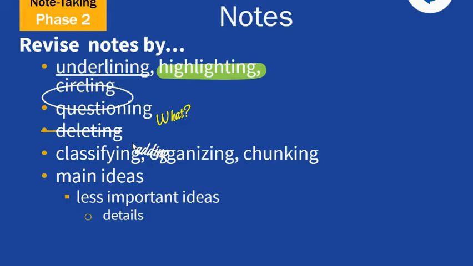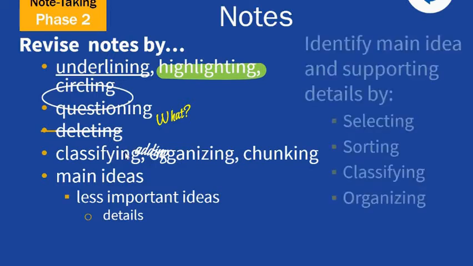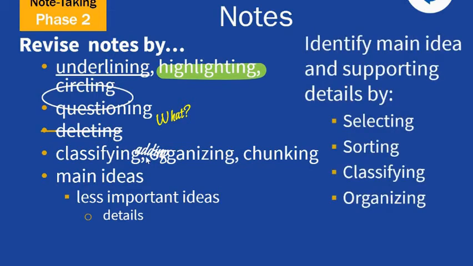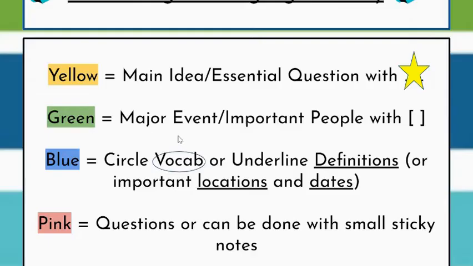You can chunk them, which means that you put them into different sections, and you can also write down main ideas or cross off the less important ideas. You can identify the main idea by selecting, sorting, classifying, and organizing. So in other words, you can highlight it, circle it, or put it into its own category.